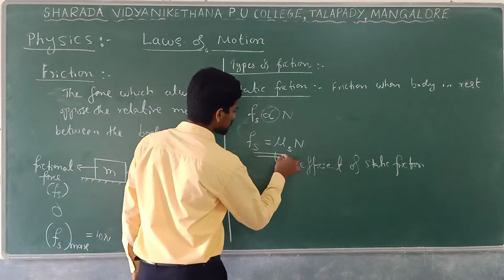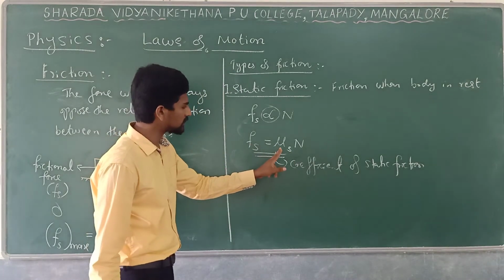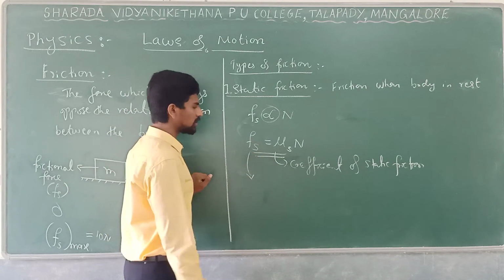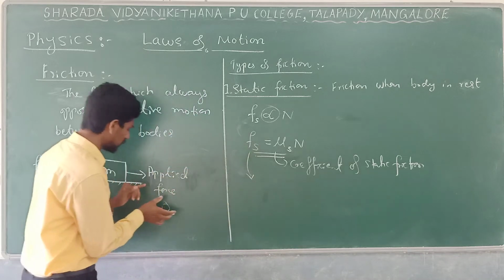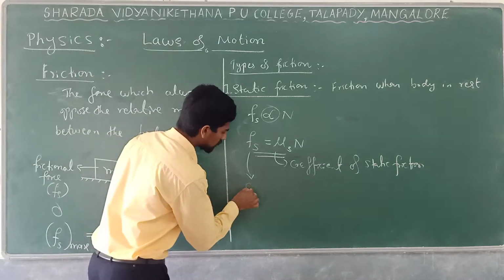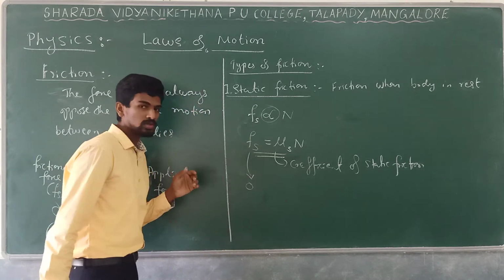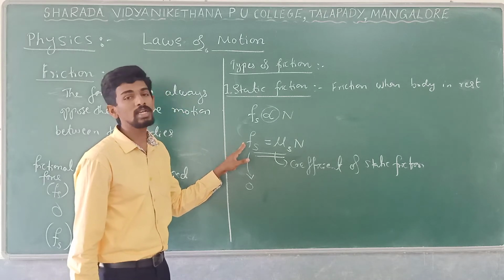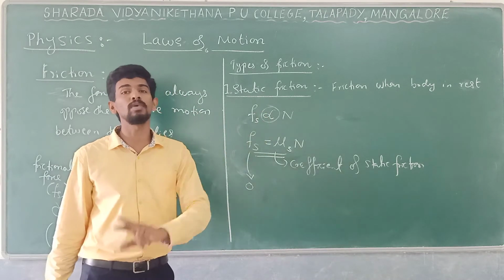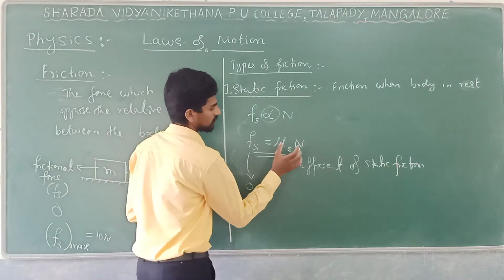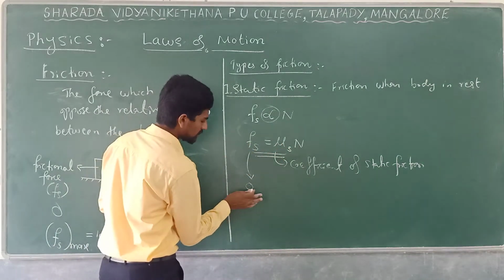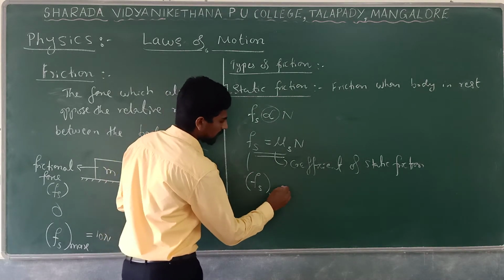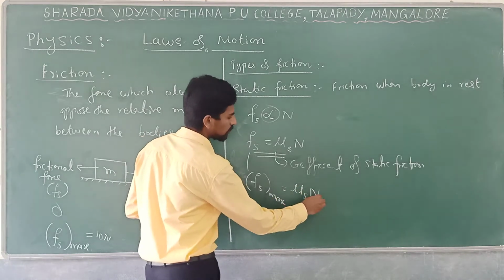Now here I told Fs is mu s into N. But when applied force is equal to 0, static friction is also 0. When the applied force is equal to some value, static friction is equal to that value. So this Fs, static friction, varies from 0 to some maximum value. Maximum how much is this? Correct? So instead of saying just Fs, I will write Fs maximum equal to mu s into N.